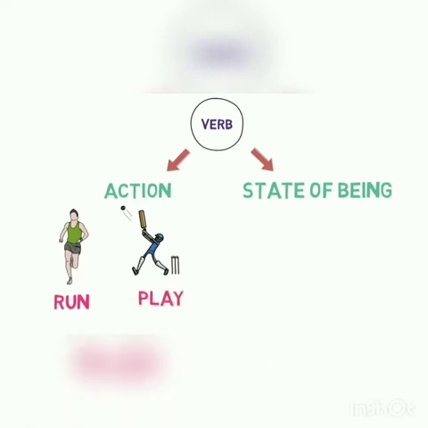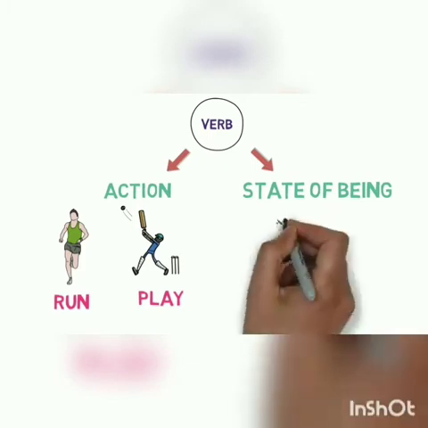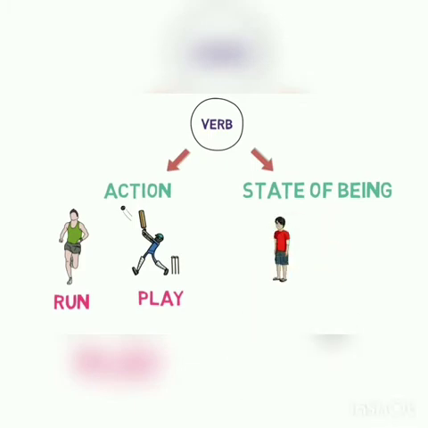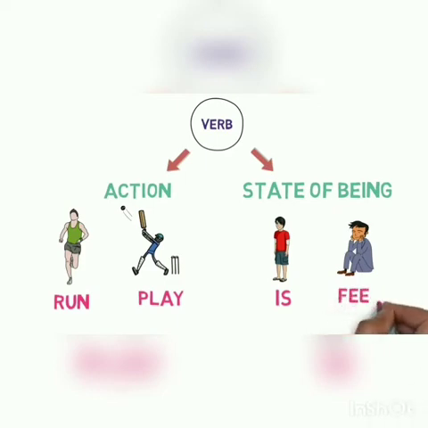Now let's look at the state of being type of verbs, also called stative verbs. They define the state of the subject. This is an image of a boy. We say Ram is a boy. So is here is a state verb, as it defines the state, whether he is a boy or girl. In this image, the boy feels very tired. So feels here is a stative verb as it defines the state of the boy.